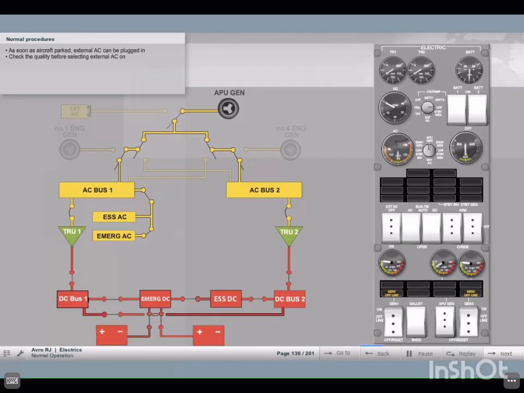When the aircraft is parked, an external AC supply can be connected by ground personnel. We have to check the quality first before selecting external AC to on. If the output of the external AC supply is correct, switch it on, please. Note that the switch returns to its central position. Go ahead.